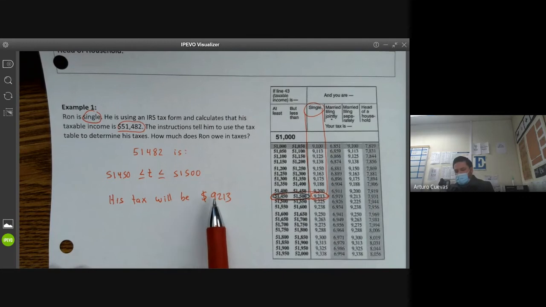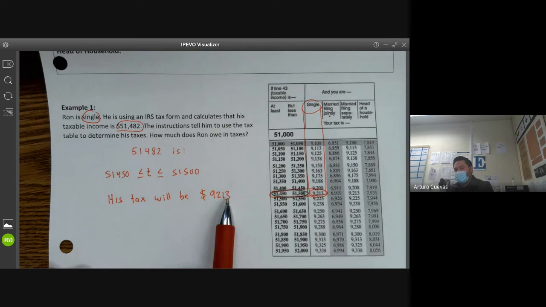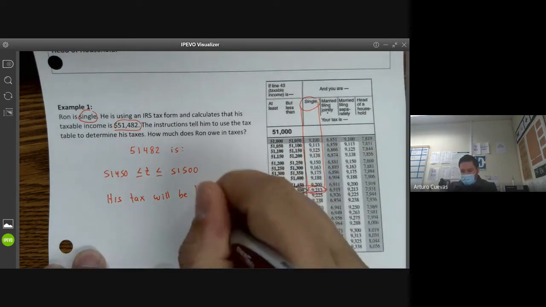Okay? Is that a lot of tax? Out of 51,000, he has to pay 9,000 back. It sounds like a lot, right? It's almost like 20%. Okay, that's it. That's pretty easy, right? Move on to the back.